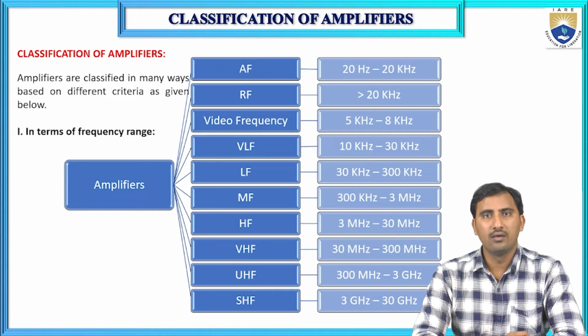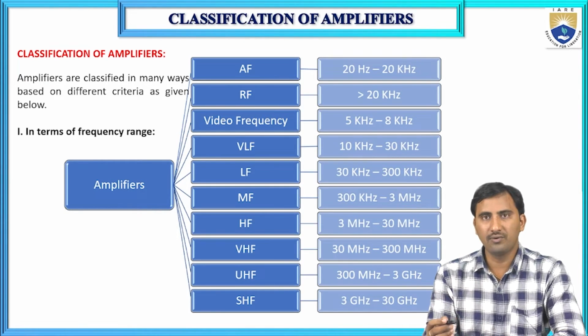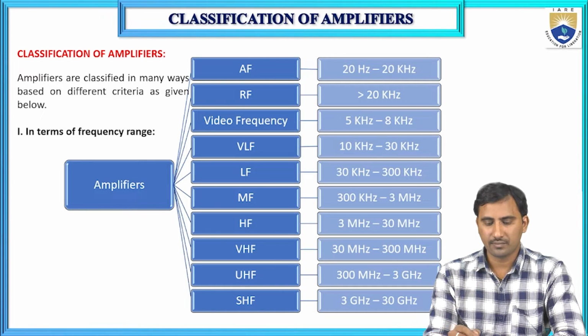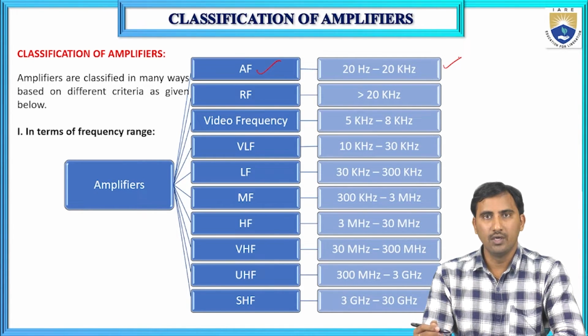And coming to the topic classification of amplifiers. In general, amplifiers are classified into different types based on some criteria. The first criterion is the frequency range. Based on the frequency range, the first one is audio frequency. The range of audio frequency is from 20 Hz to 20 kHz. The amplifiers used in that range are called audio frequency amplifiers.